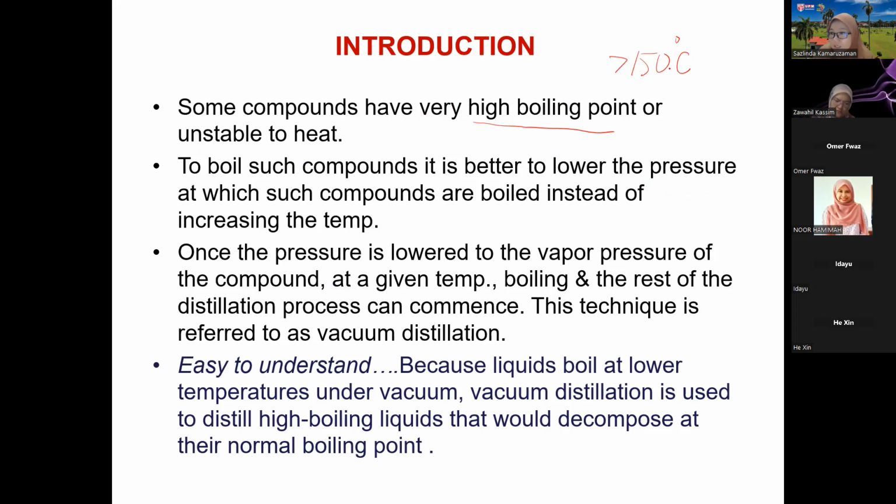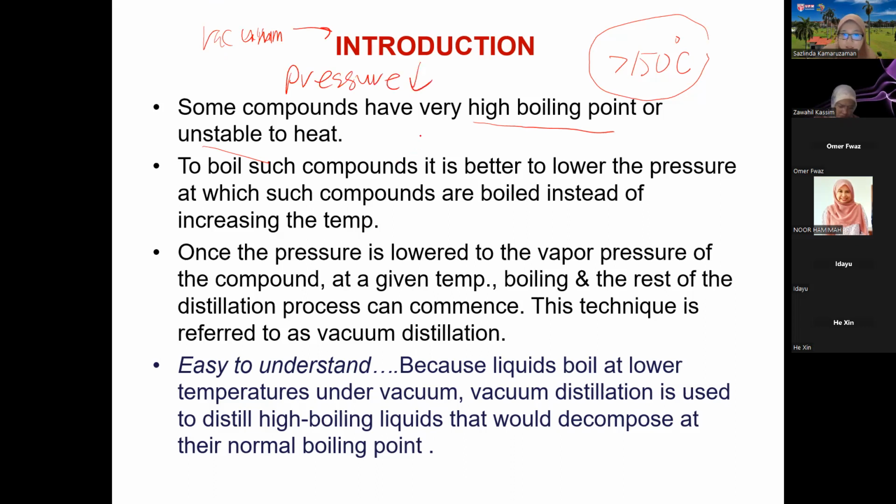When we apply it in simple distillation, of course, we can use it, but sometimes the compound is very unstable to heat. Unstable means it can decompose the compound itself, because in distillation, we want to avoid any chemical interaction, any chemical changes happening to the molecule. So for example, if you have one substance that has a high boiling point, to boil such a compound, it's better to lower the pressure at which it is boiled instead of increasing the temperature. So what does it mean? Instead of following the high boiling point directly to proceed with the distillation, how about we introduce the vacuum into the distillation process? When we supply the vacuum into the apparatus, automatically in the setup, the pressure in the system becomes lower.